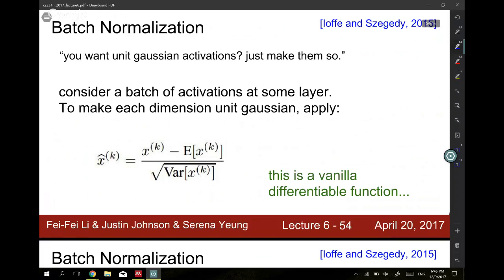So how does this work? Consider a batch of activations at some layer. We run stochastic gradient descent, pump a batch of data through, and get some activations. If we want everything to be unit Gaussian, meaning the mean is around 0 and the standard deviation is around 1, what can we do? We can just do this empirically: take the mean of the current batch, subtract it, and divide by the sample standard deviation.